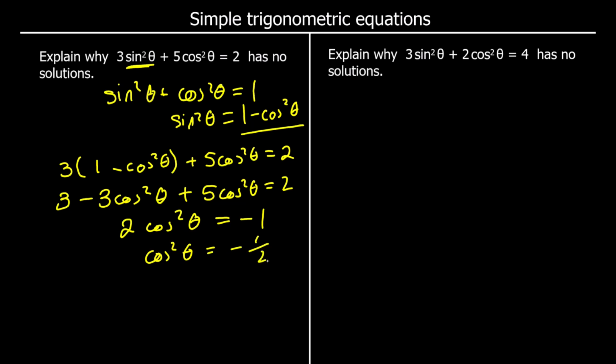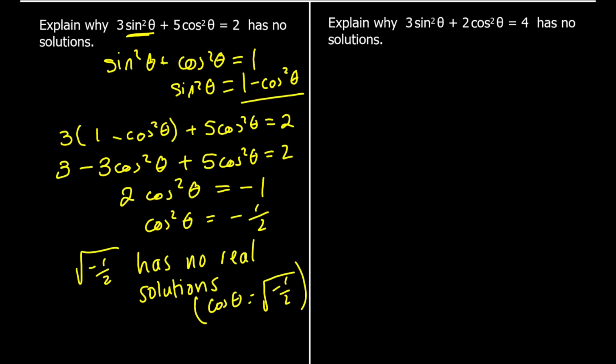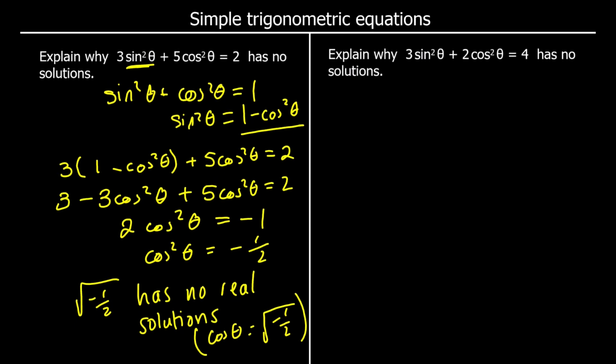So why does it have no solutions? Well, the next step would be to square root both sides. And if I square root -1/2, I get no real solutions. So square root of -1/2 has no real solutions. So cos theta equals the square root of -1/2. And it has no real solutions. So there are no solutions for theta.